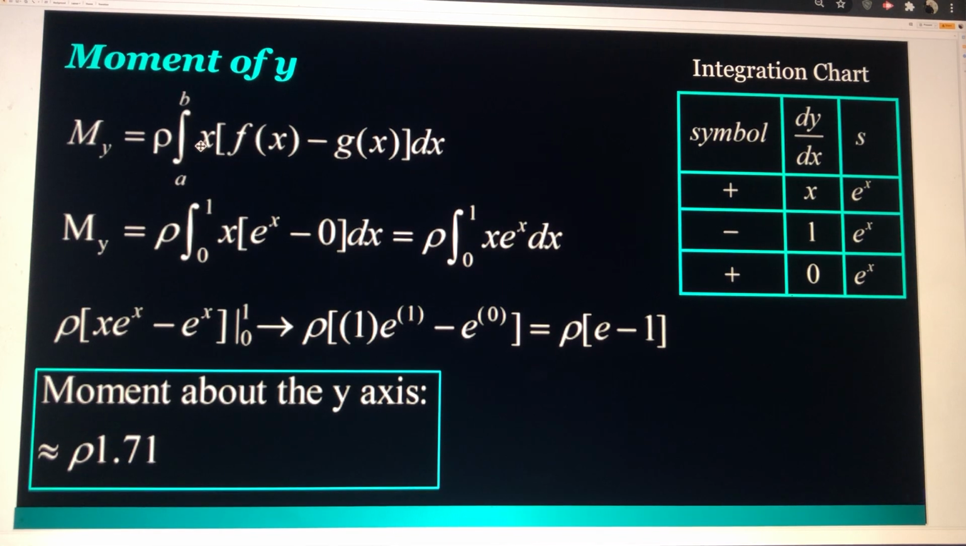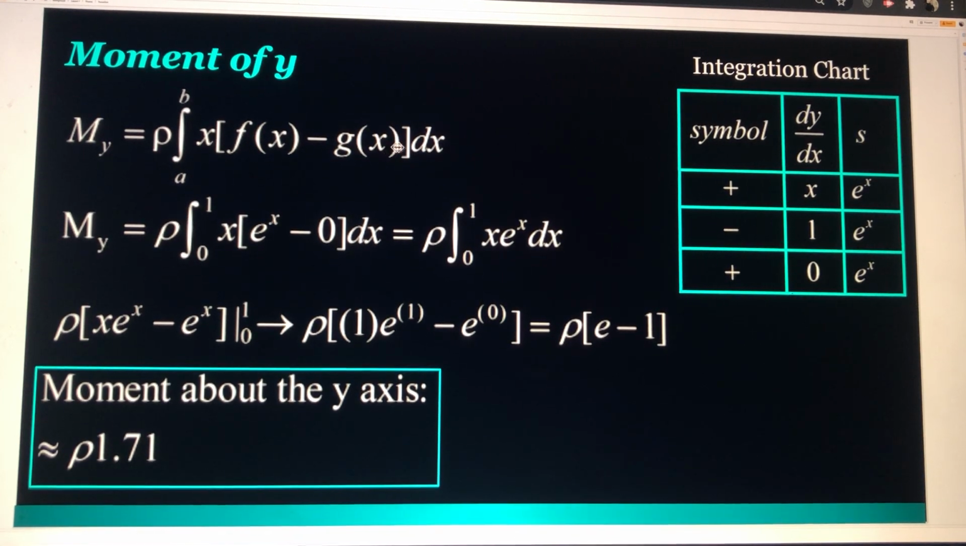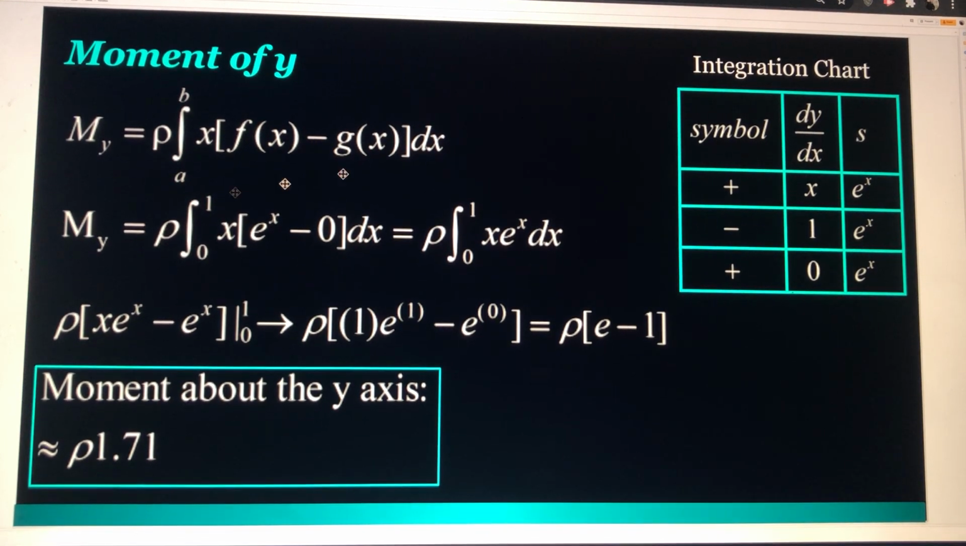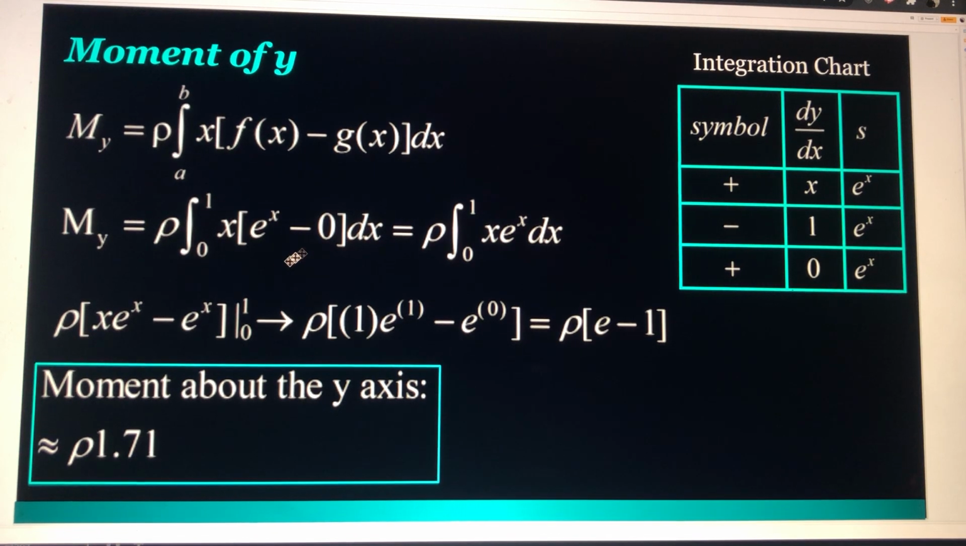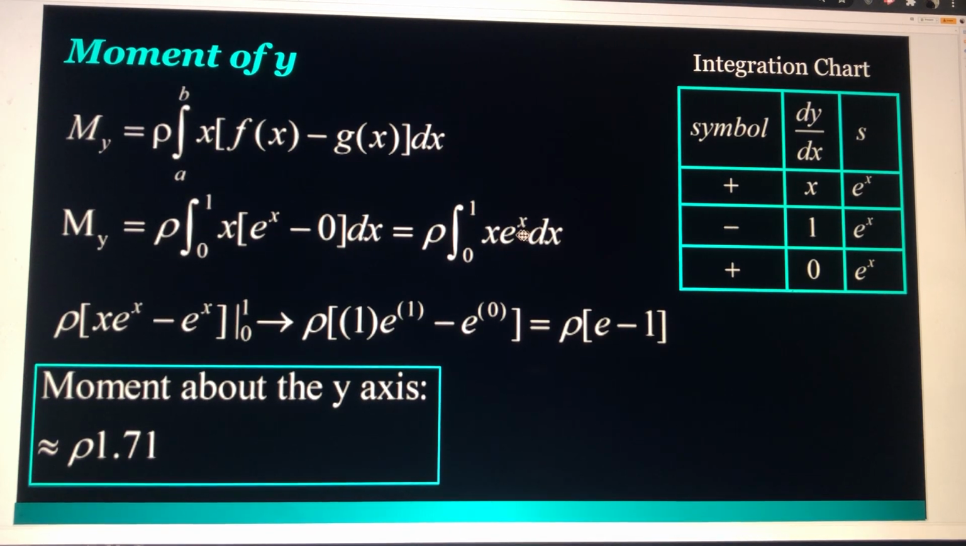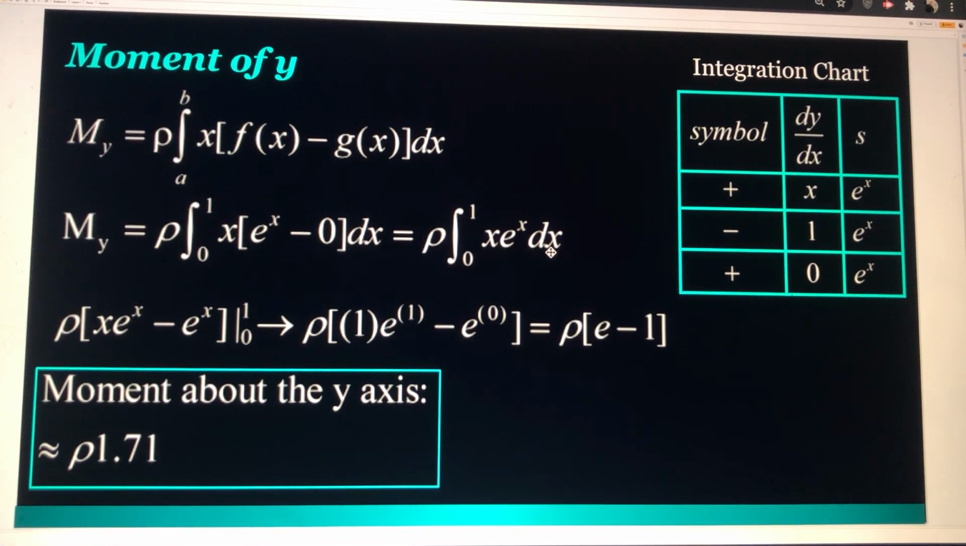Now for the moment of y, it's a very similar formula, only that instead of 1/2, we're going to use x right here. And these two terms right here, these functions, don't get squared. So now it's going to be M sub y equals rho, limits of integration 0 and 1, x e to the x minus 0 dx. So this goes away. Now we're going to get x times e to the x dx.